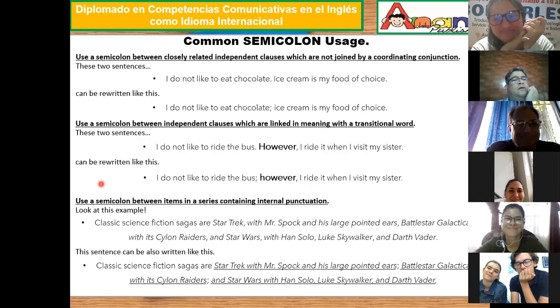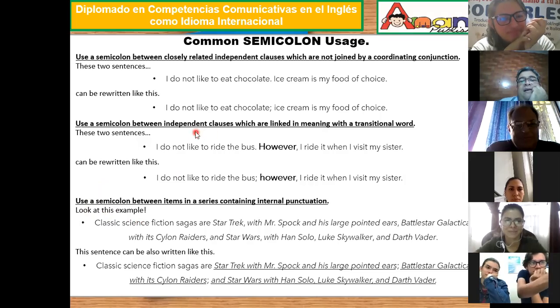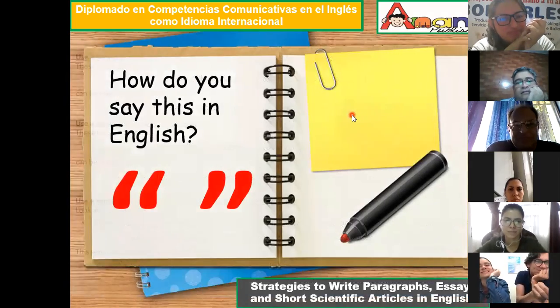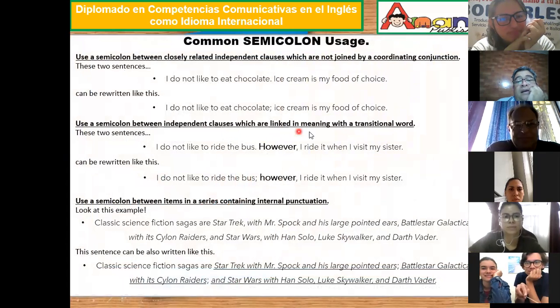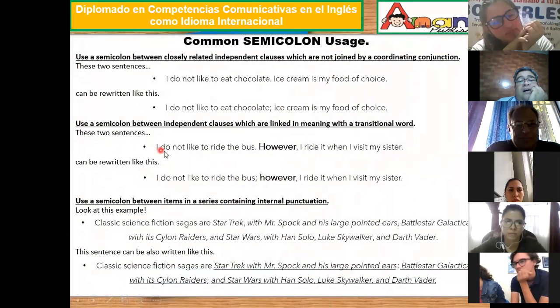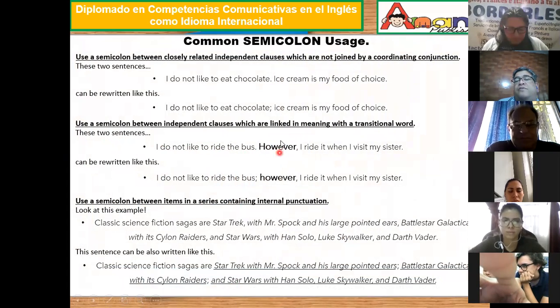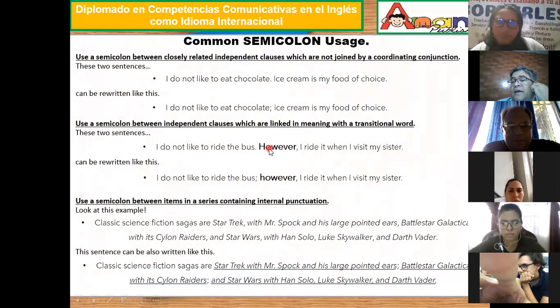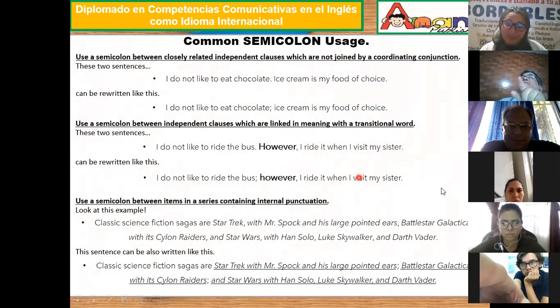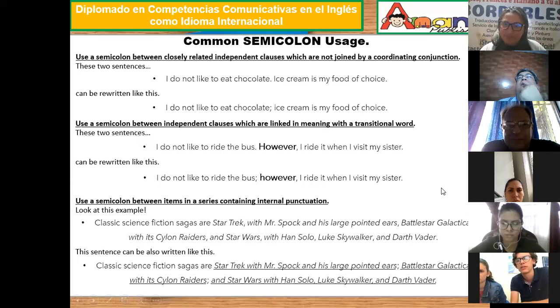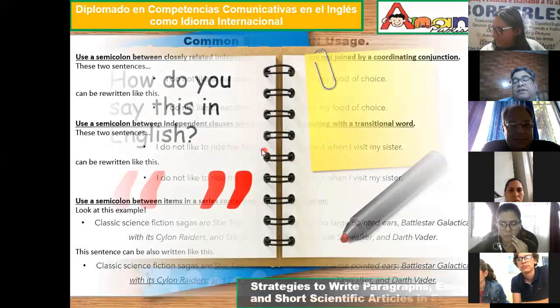Good. So, use the semicolon between independent clauses which are linked in meaning with a transitional word. In these two sentences, for example: I do not like to ride the bus. However, hey, what is the grammatical function of however? Yo ya se las expliqué. What is that? It's an adverbial conjunction. Yo la puedo utilizar así.